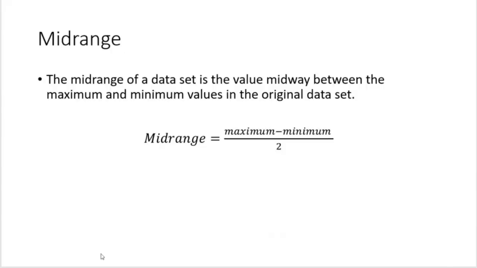All right, so let's move on a little bit because there are some values you can't just get at a glance from a distribution, and mid-range is one of those. The mid-range of a data set is the value midway between the maximum and the minimum. Now, if you do the maximum minus the minimum, that's the range. So the mid-range is actually the range divided by 2.